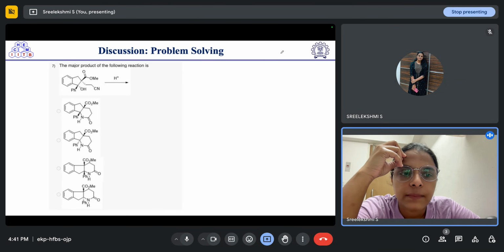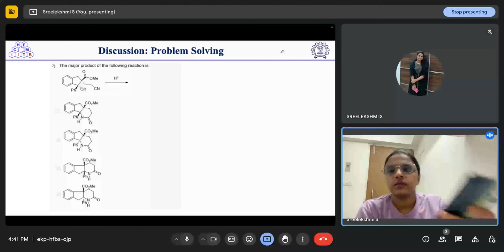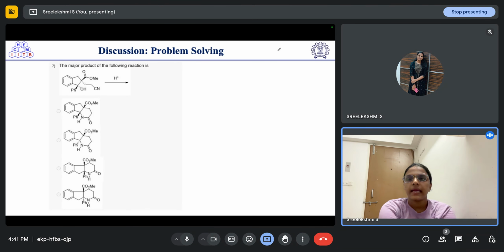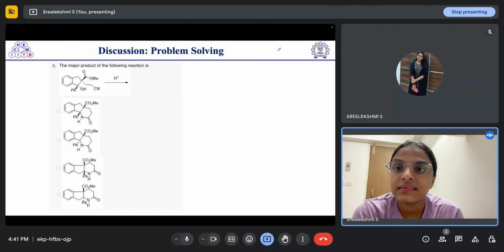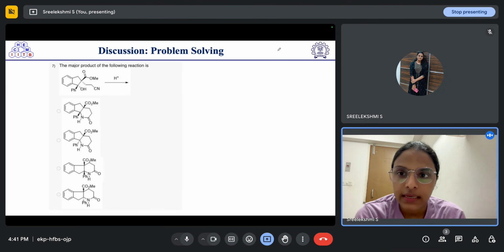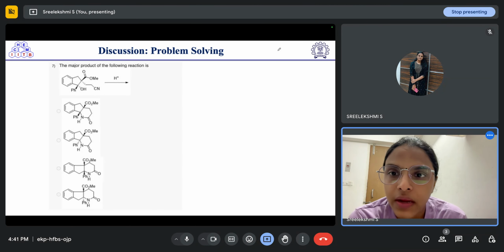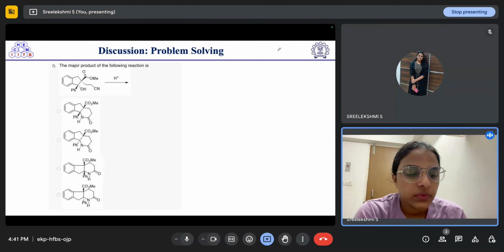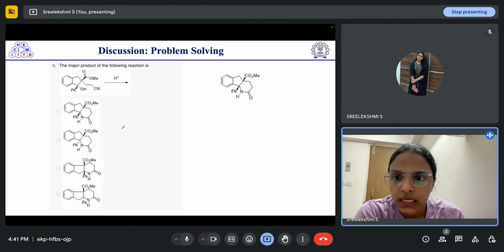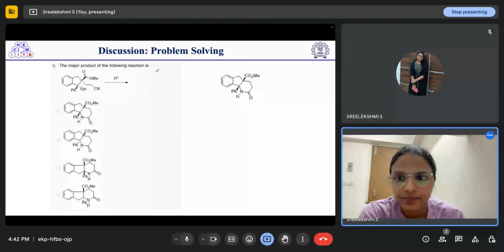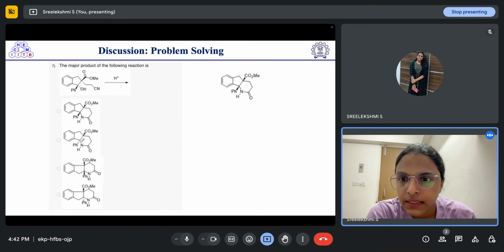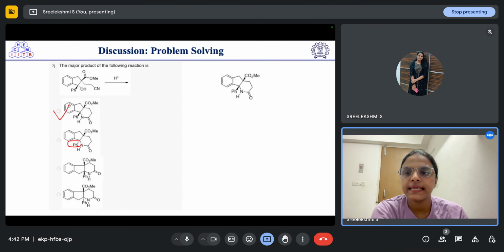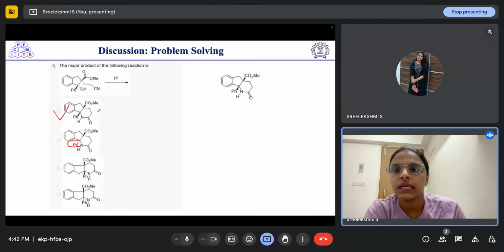So this is also an example of the Ritter reaction. Here also an amide is forming, but one difference is that it is intramolecular, not intermolecular, an intramolecular Ritter reaction. So here the correct answer is option B. B, right? No, option A, because in option B the stereochemistry of this vinyl group has changed, but this is a fixed chiral center, so its stereochemistry is not changing at all, and the correct answer is option A.